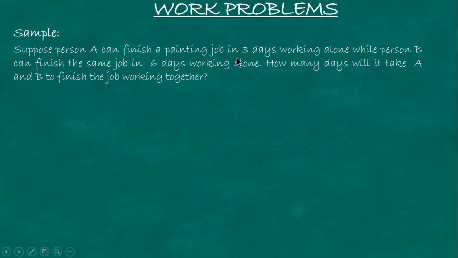Suppose person A can finish a painting job in 3 days, working alone, while person B can finish the same job in 6 days, working alone. How many days will it take A and B to finish the job working together? Typical nga work problem. So, ang given, P equals 3 days, person A, Q equals 6 days. So, ang ipangita is X, pila atong X.